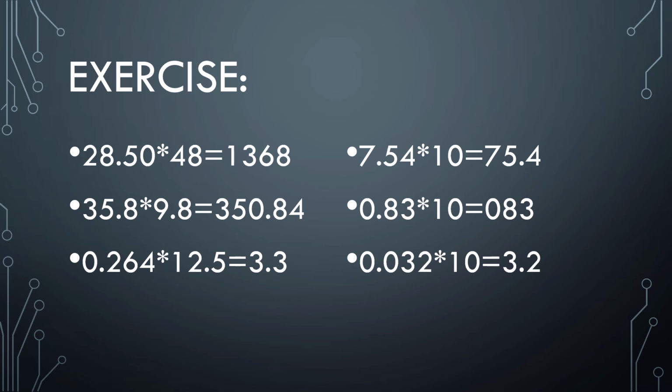Here by mistake I wrote the wrong answer. You can comment down the correct answer. And 7.54 multiplied by 10 is equal to 75.4, and 0.83 multiplied by 10 is equal to 8.3, and 0.032 multiplied by 10 is equal to 0.32. Here you found a mistake. Here the answer is 0.32.